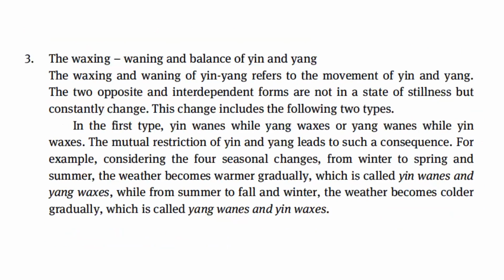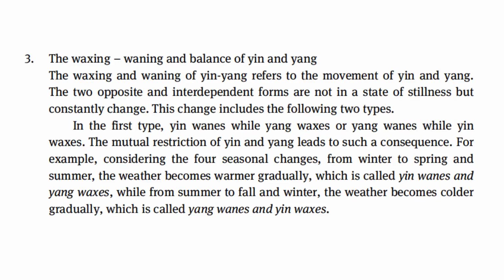Now let's go to the waxing, waning, and balance of yin and yang. The waxing and waning of yin and yang refers to the movement of yin and yang. The two opposite and interdependent forms are not in a state of stillness but constantly change. This change includes the following two types. The first type: yin wanes while yang waxes, or yang wanes while yin waxes. The mutual restriction of yin and yang leads to such a consequence.